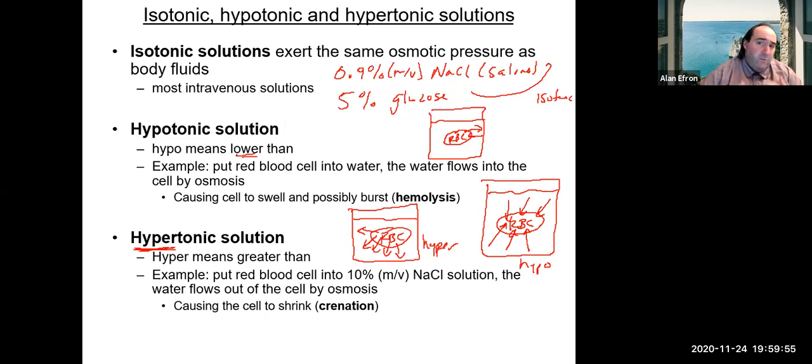To determine whether something is going to be isotonic, hypertonic, swell or shrink, these are the two important numbers to remember, because these two numbers here are considered isotonic. Anything above those would be considered hypertonic. Anything below them would be considered hypotonic. Anything right on those numbers would be isotonic. Question on that?